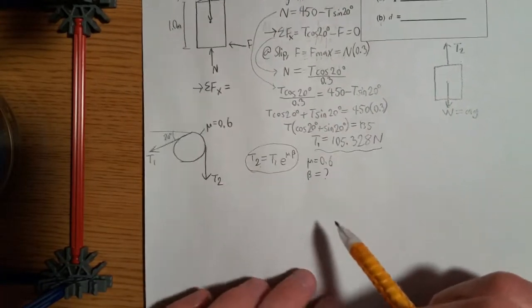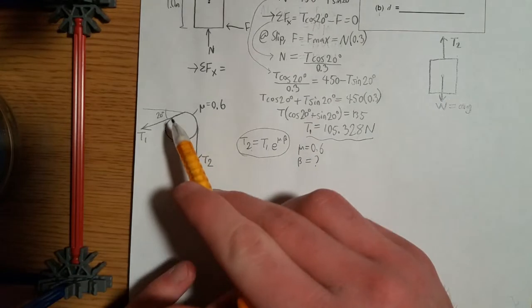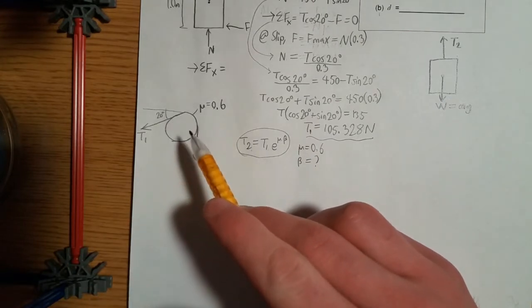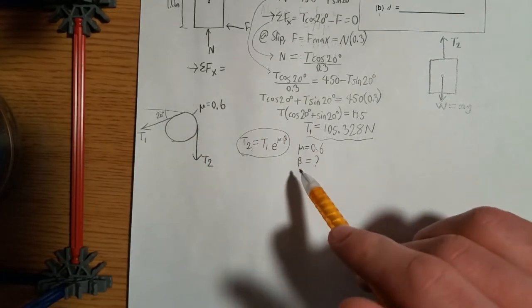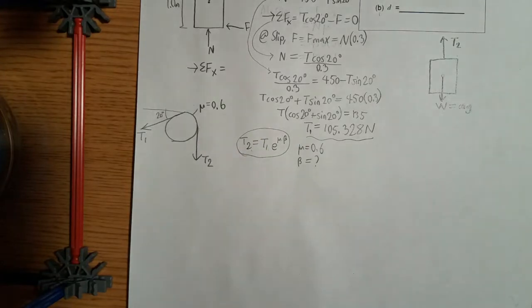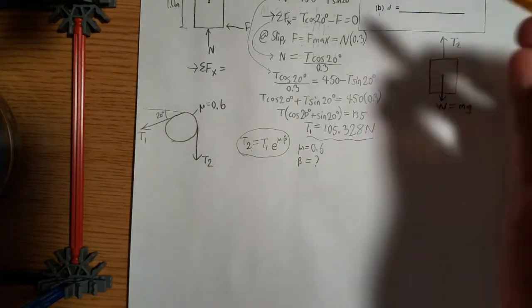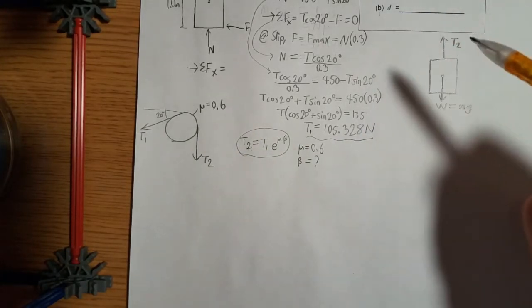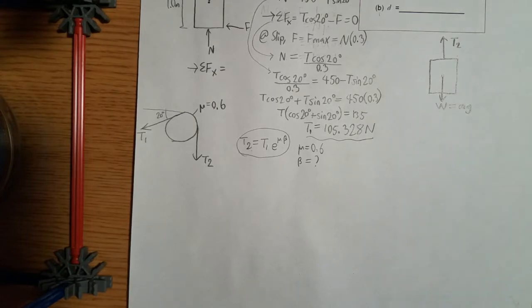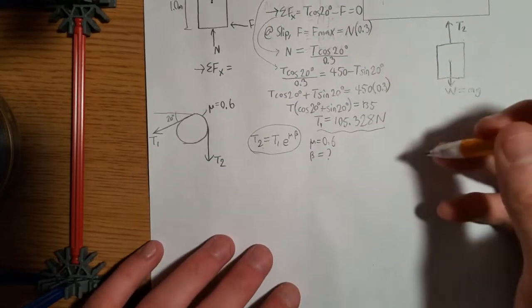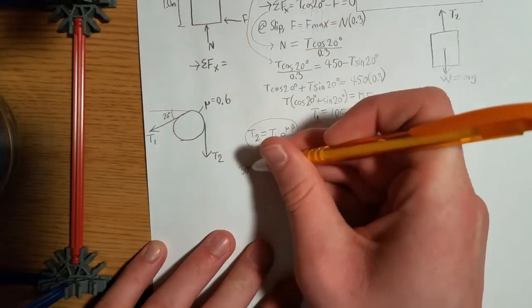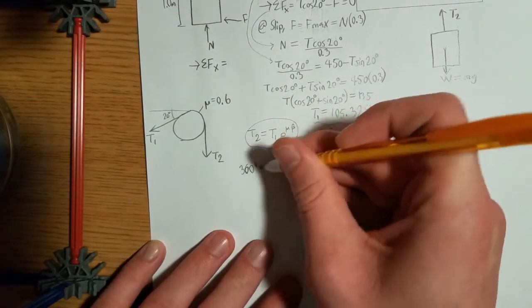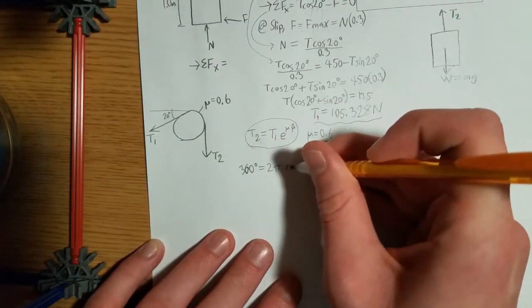And so beta is going to be the angle that the belt comes into contact with the drum, and it always needs to be in radians. You can't use degrees in here. You have to use radians. But it might be helpful to look at it first in degrees and then convert to radians. And that's essentially saying 360 degrees is equal to 2 pi radians.